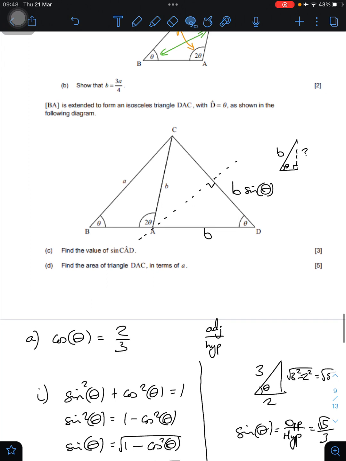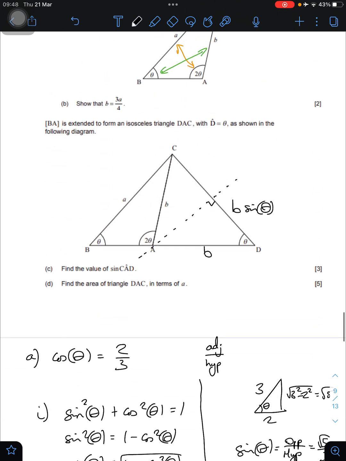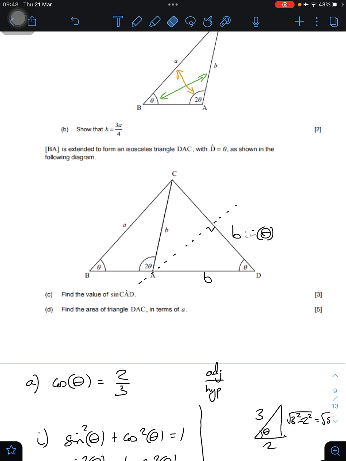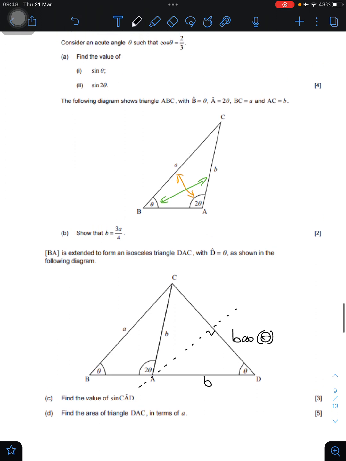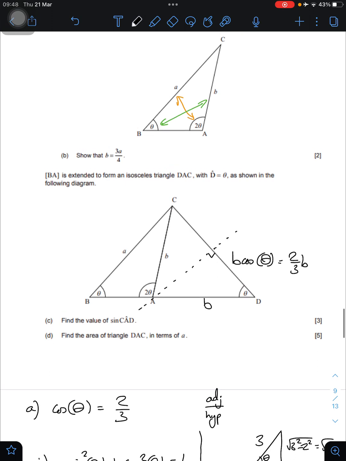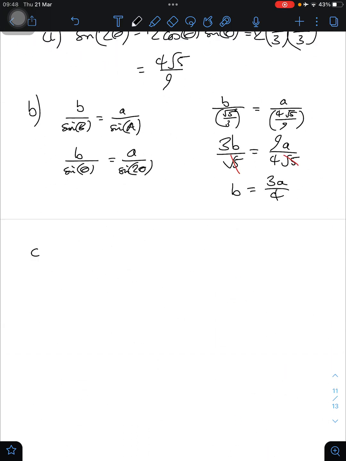But let's double check, what was our value for B sine theta that we found earlier, applying what we used in part A? Well, sine theta had the value square root 5. No, it's cos theta, sorry. Cos theta had the value that we found earlier, and that value there was 2 over 3, so we know that this is 2 over 3b. And so if we know that that's 2 over 3b, we can assume that the whole length of the side here would be 4 over 3b, and then we can try our sine rule on that.